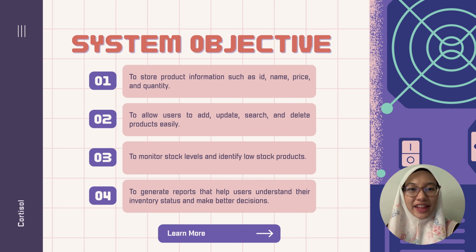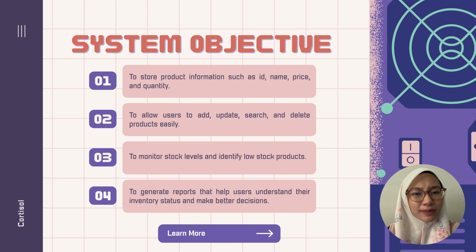To kick things off, let's look at what this system actually does. We have four straightforward goals. First, the system serves as a central database to store essential product information, specifically their IDs, names, price, and quantity in one organized place. Second, we want users to manage their data without a headache. This means they can add, update, search, and delete product quickly. Third, the system is designed to track stock level and automatically identify products that are running low and preventing stock out before they happen. And finally, it generates the report that helps users understand their overall inventory status so that they can make better decisions.